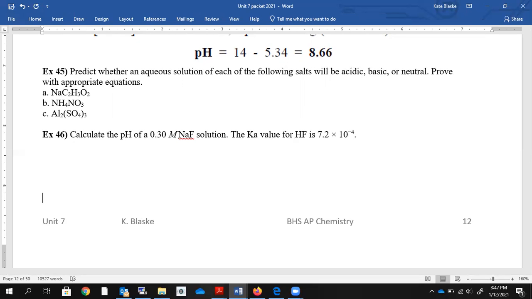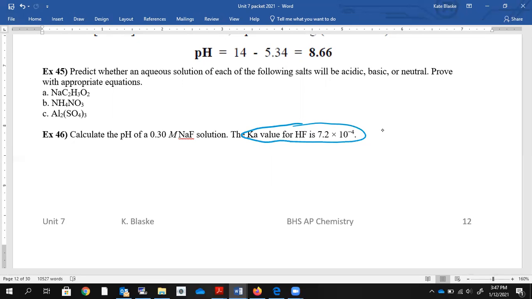It says to calculate the pH of a 0.3 molar sodium fluoride solution, and they give us a Ka for hydrofluoric acid. This is a hint. If they're giving me the Ka for hydrofluoric acid, but they're saying we have sodium fluoride in the solution, I know that hydrofluoric acid, HF, is going to have to show up somewhere in my balanced equation. So I'm not going to use the sodium. I'm going to use the fluoride ion.